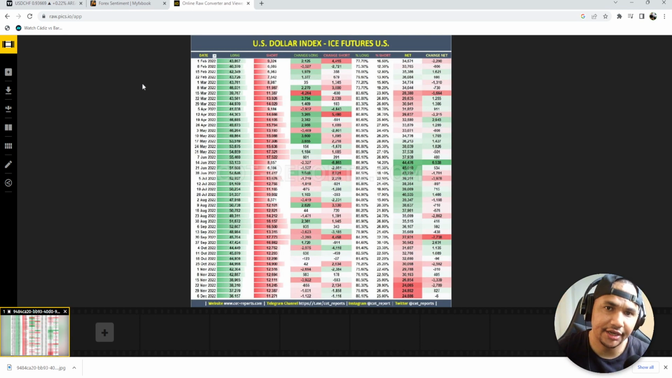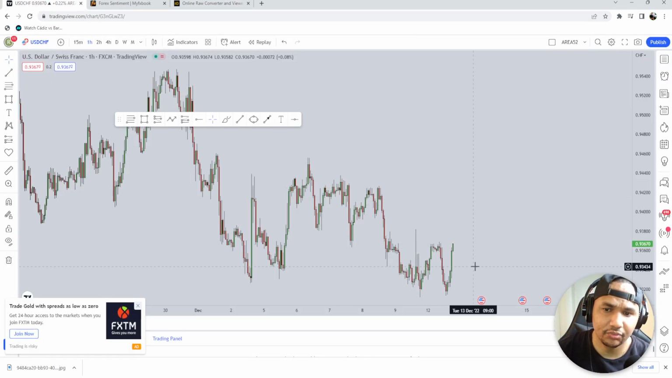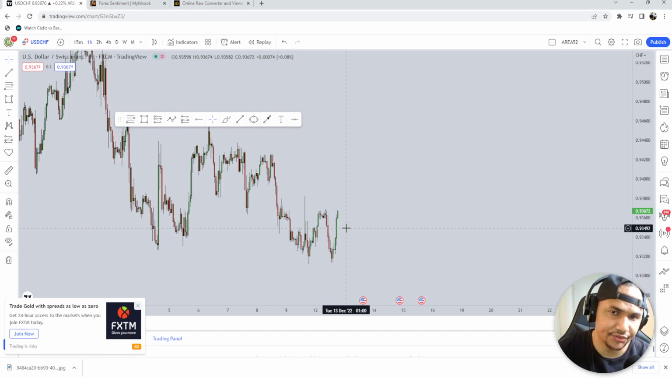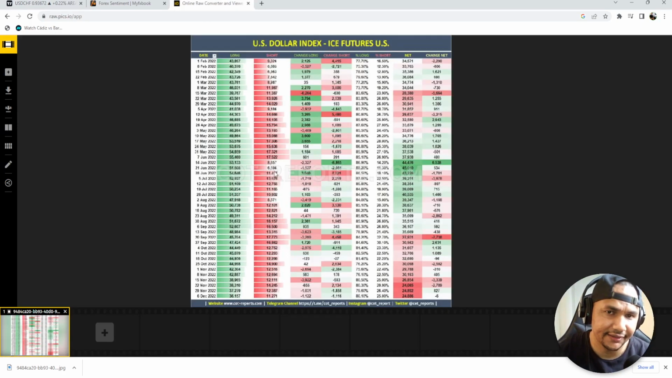This one is the dollar index. You'll get the euro, you'll get the GBP, so you'll get basically each currency set, and you should be able to read through them individually. Now, the way this would work is, let's say for instance, we're looking at USD CHF, right? Before we get there, we need to understand what the biggest speculators are doing in the market.